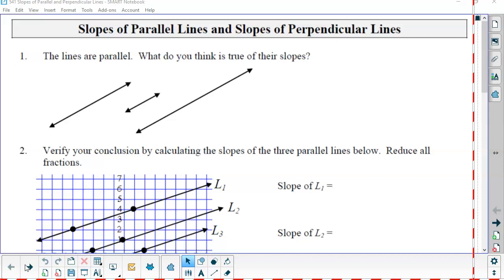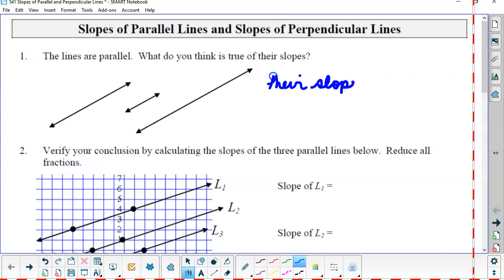So these lines are parallel. What do you think about their slopes? If you were trying to walk up those lines, would it be the same effort in each line? Yeah, they're the same slope. So parallel lines have the same slope. Their slopes are equal. Okay. So the rise and the run are the same. Okay. The ratio of the rise and the run.